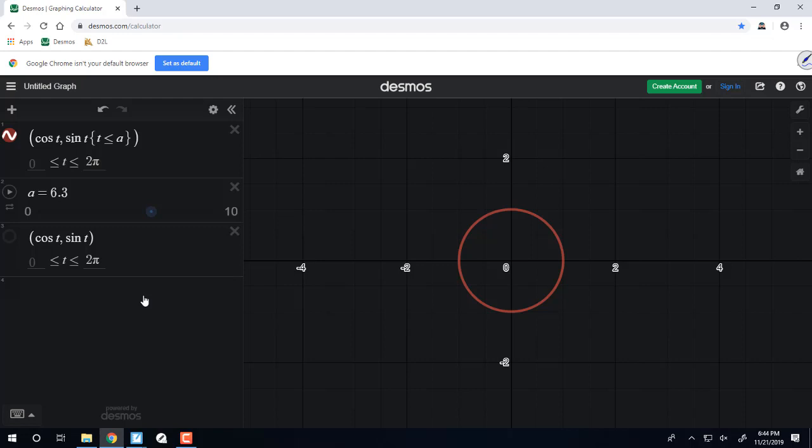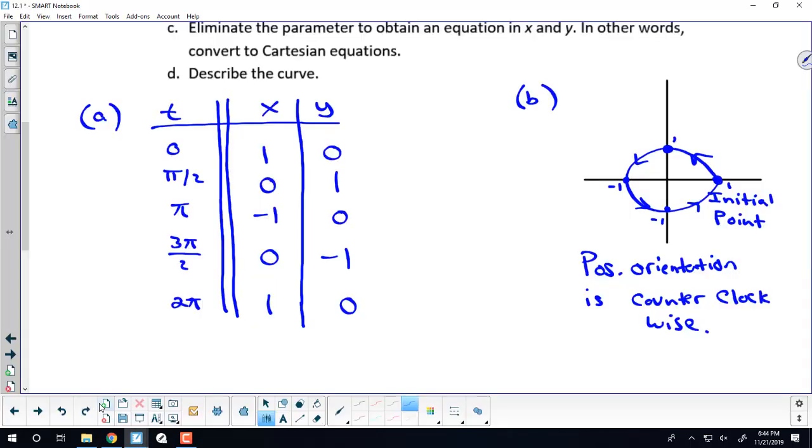So that's kind of the idea, and you could imagine, depending on where t starts and stops, like if we stopped t at 4 pi, then we would actually get 2 circles. You wouldn't see 2 circles, but it would actually be traced out twice.